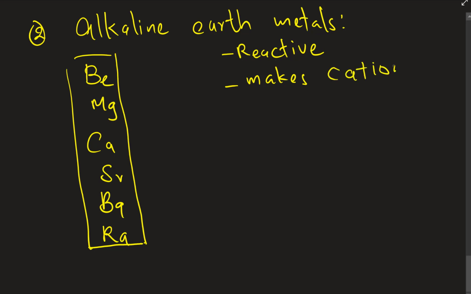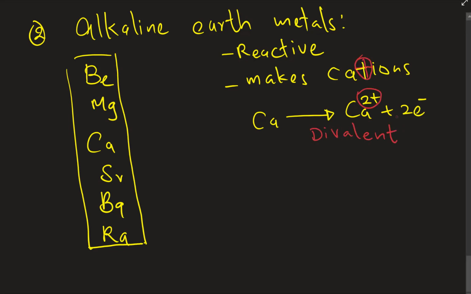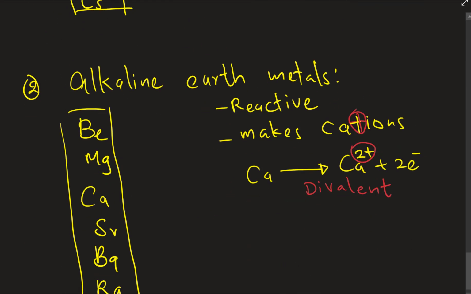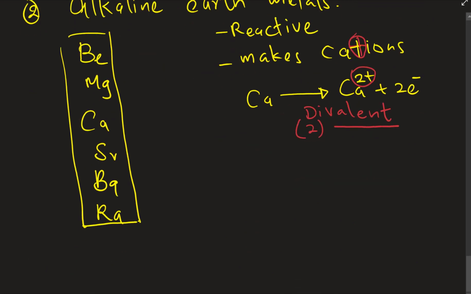They make cations. The cations are positive, but this one is called divalent. This one is called monovalent. So di means two pluses, mono means one plus. Okay, you learn mono and di and valent.